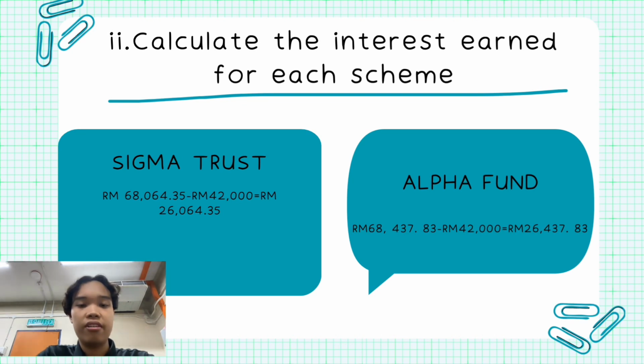For Alpha Fund, the final amount is 68,437 ringgit and 83 cents, and the initial amount is 42,000 ringgit. So the interest is 68,437 ringgit and 83 cents minus 42,000 ringgit equals 26,437 ringgit and 83 cents. So Alpha Fund gives higher interest than Sigma Trust.